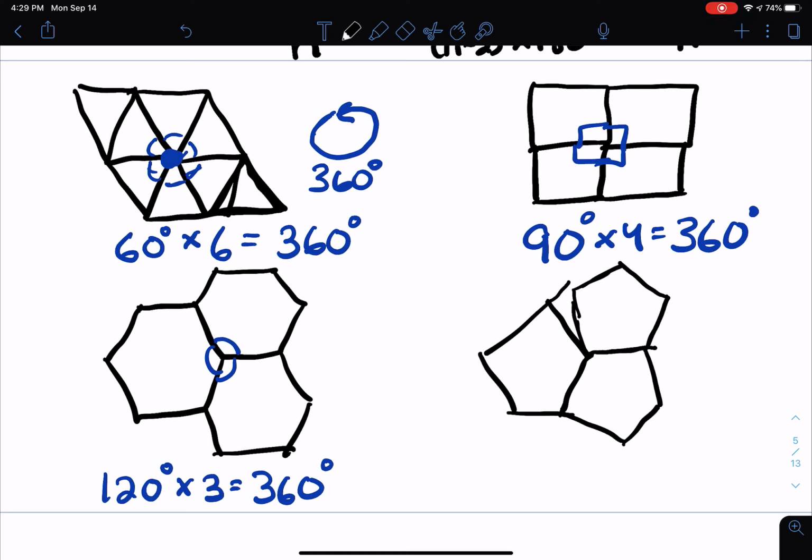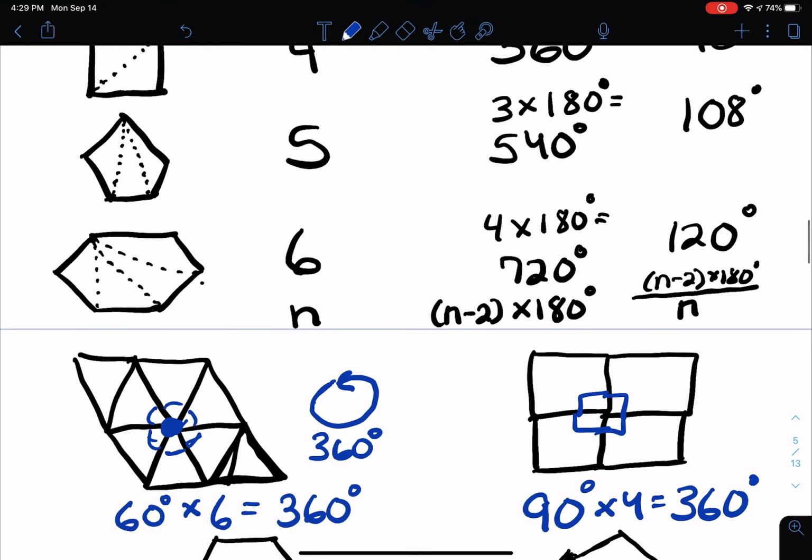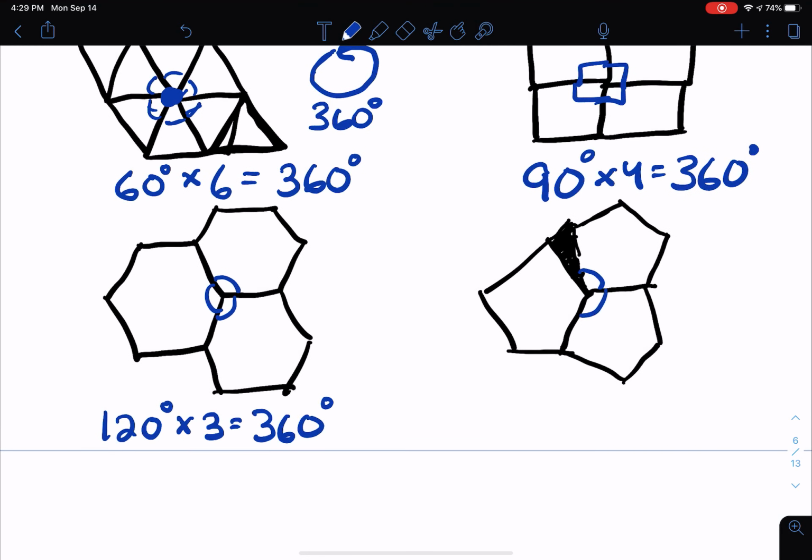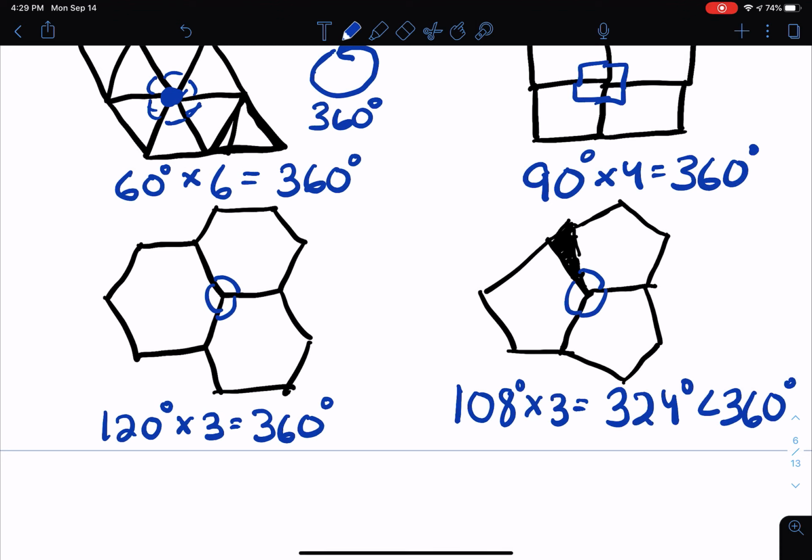But you're going to find that if you try to do 3 of them, you end up with a gap. If you try to do 4 of them, you end up with an overlap. Because what did we say the interior angle was? One of them is 108. So if you have 3 of the interior angles here of 108 each, that's only 324 degrees. That's under. And if you try to do times 4, you're going to get 432 degrees. That's over. So as soon as you try to do 4, you're going to have an overlap.